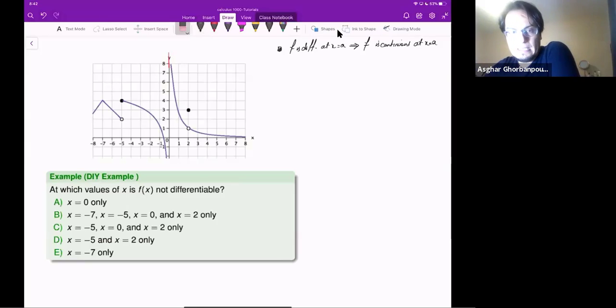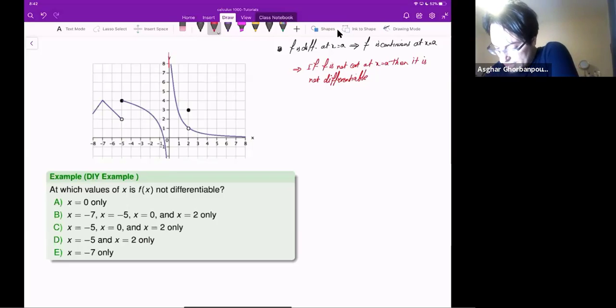So differentiability is always something stronger than continuity. How can we use this? As a result of that, if f is not continuous at a point, then it is not differentiable at that point. So that is the first thing we have to check.